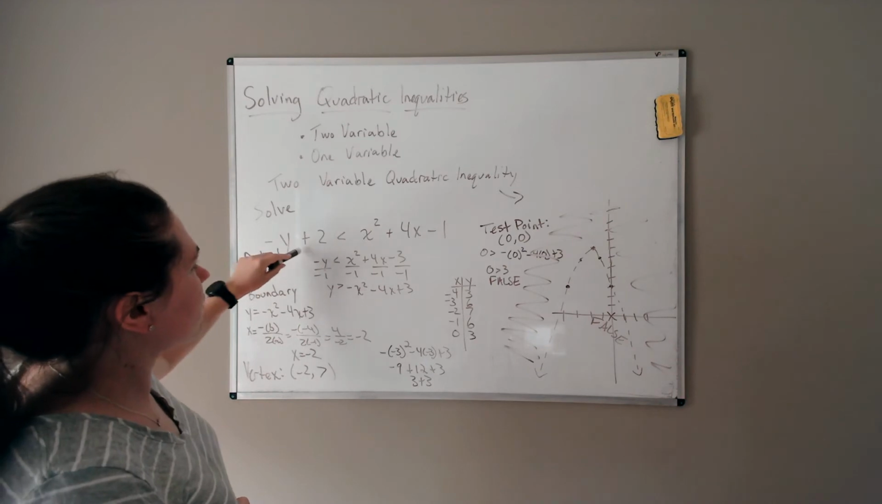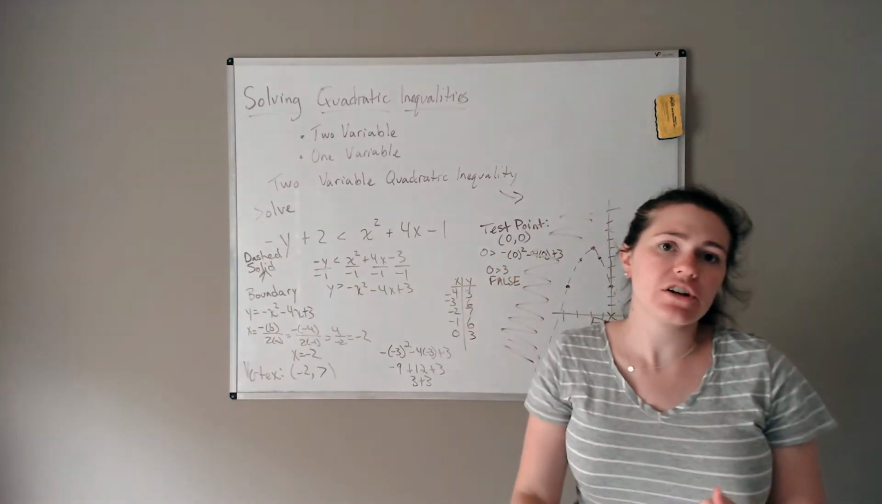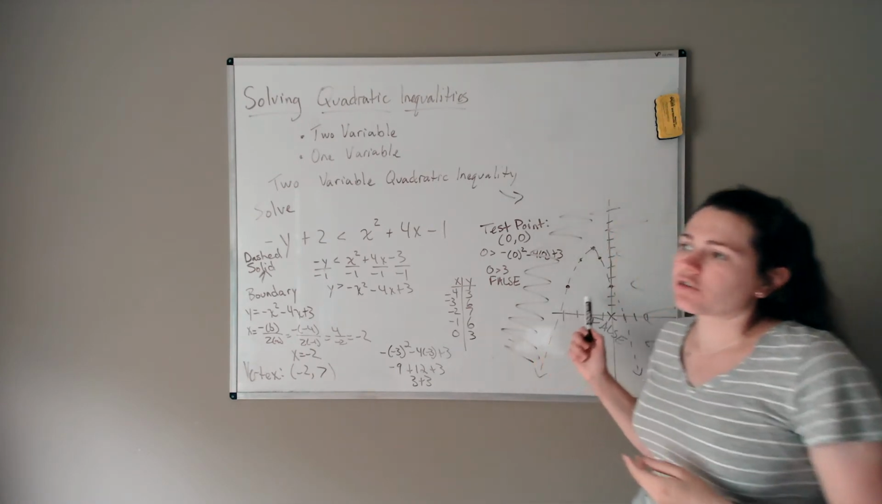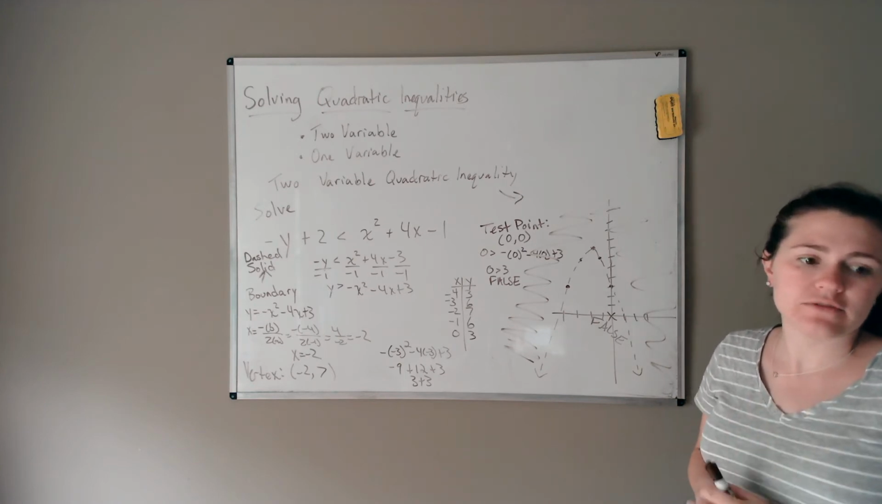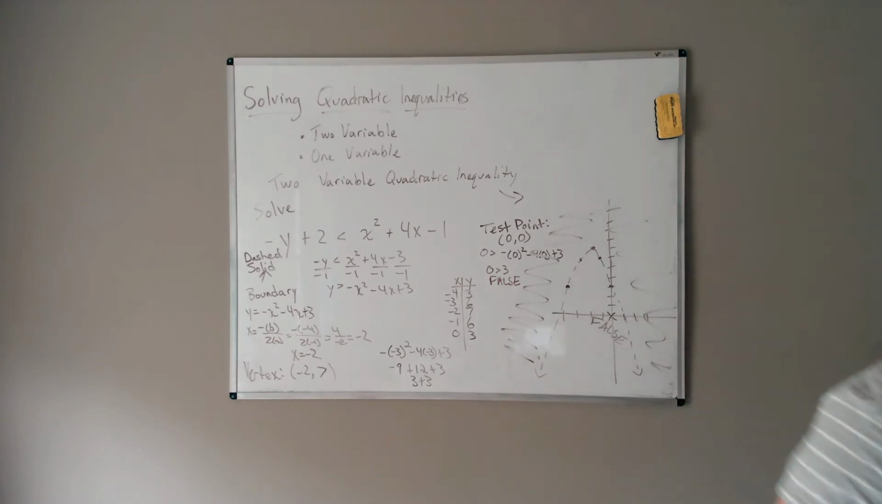So this is what you have to do when you solve a two-variable quadratic inequality. It's just like two-variable linear and two-variable absolute value inequality, except the boundary now is a u. When it was linear, it was a line. When it was absolute value, it was a v. Now it's a u. So that's it for two-variable quadratic inequalities.